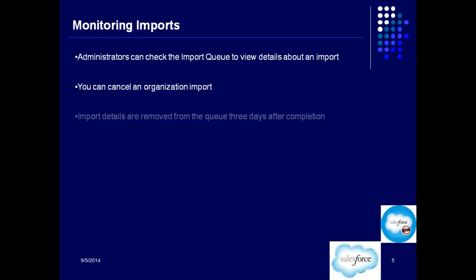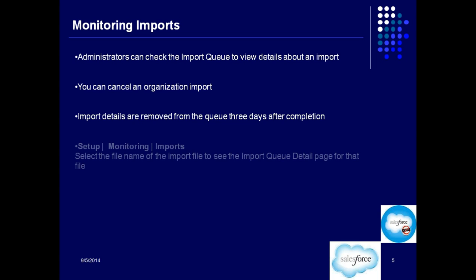Import details are removed from the queue 3 days after completion. So once your import is done, there is a log which stays in the import details in the system for 3 days. After 3 days, those are automatically removed. Where do you go and check the import details? You have to go to setup, monitoring, imports. Select the file name of the import file to see the import queue detail page for that file.